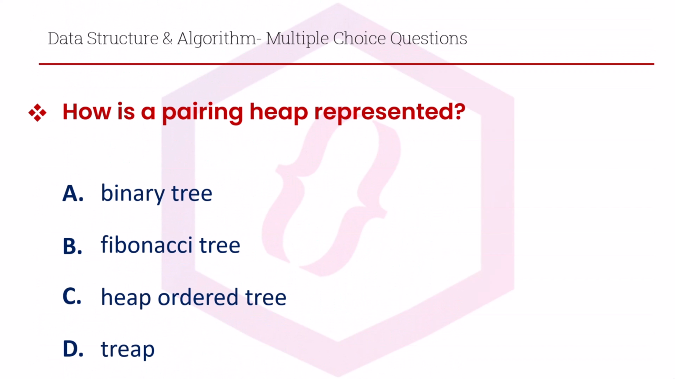How is a pairing heap represented? Option A, binary tree. Option B, Fibonacci tree. Option C, heap order tree. Option D, tree. And the correct answer is option C, heap order tree.